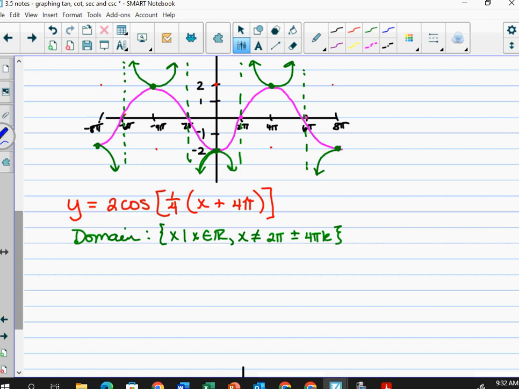Negative infinity to negative 2, 2 to infinity? 8 pi. Yes. So it should be back.